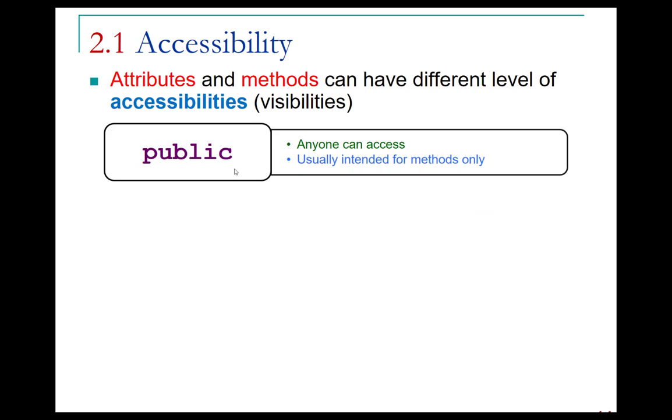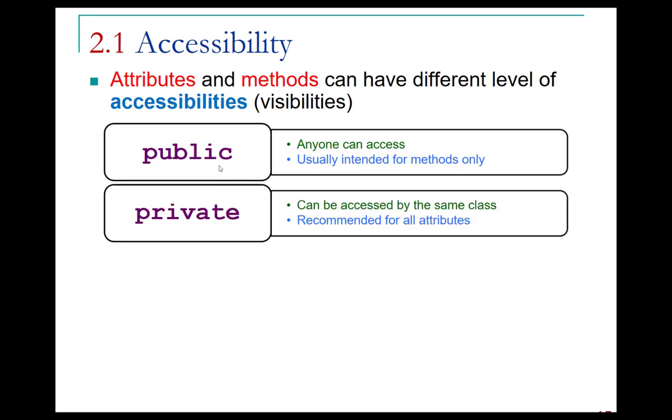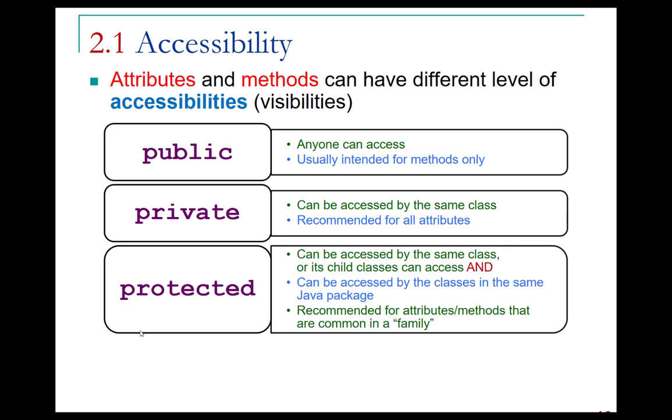For public, of course, everything is visible to outside, so usually this is intended for methods that others can use. Of course, there are likely to be methods that are not for outside people to use. These should not be tagged with public. Instead, they should be tagged with private. Private is accessible within the class, and usually this is recommended for all attributes. Data being private means that outside of the class, code cannot directly access the data. Still, data can be modified if needed through methods that are public. Private is very strict. It only allows visibility within a class.